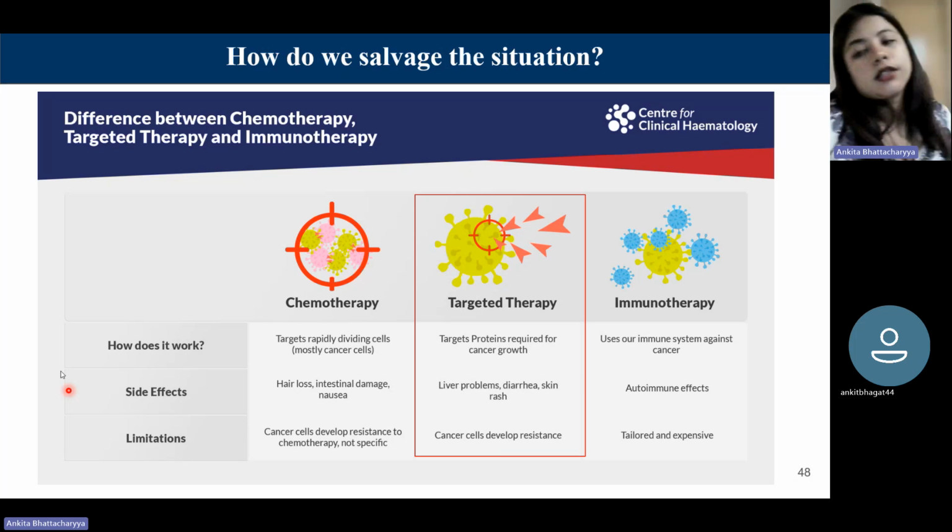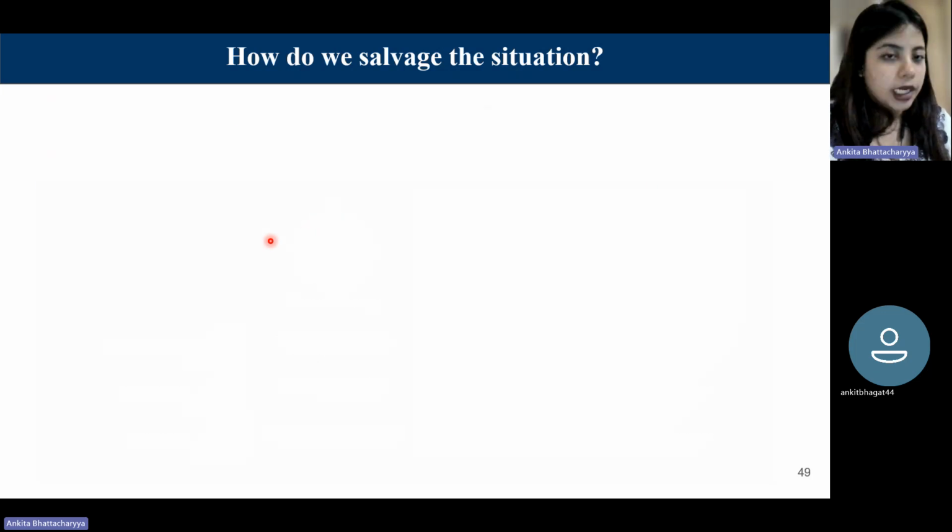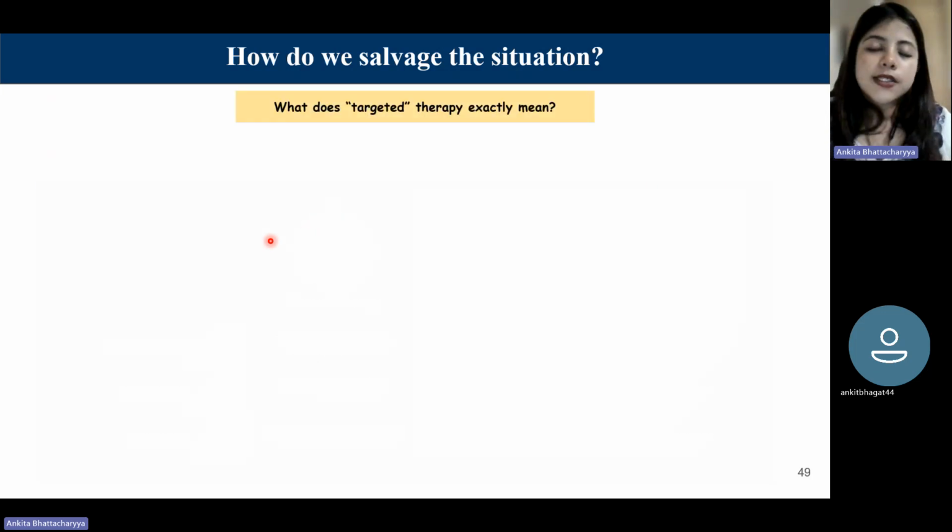However, right now it's a far cry, and right now it's very unaffordable. But we are making do with it as of now. However, our focus today will be about targeted therapy. Now, what does targeted therapy exactly mean?